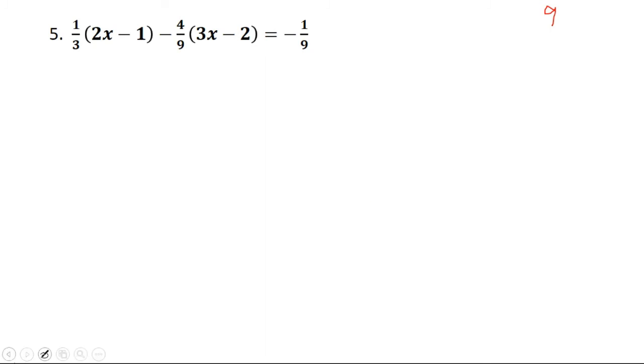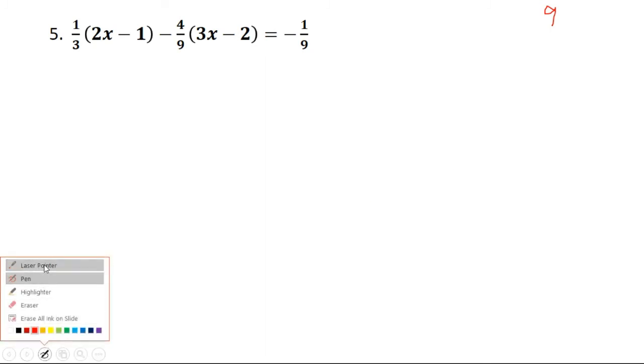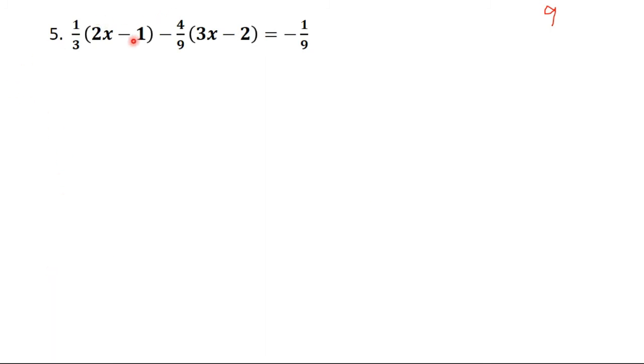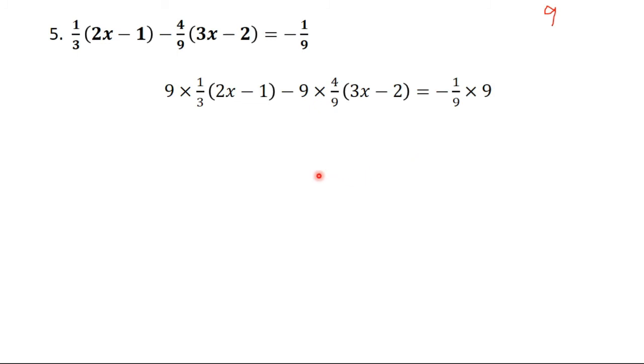So you multiply each term by the LCM. So you multiply each term by 9. You know that this is one term, this is another term, and this is the last term. So we multiply the first term by 9, the second term by 9, and the last term also by 9. We cancel out. 3 will cancel itself 1 and cancel 9 3 times. So we are going to have 3 times 1, which is 3.